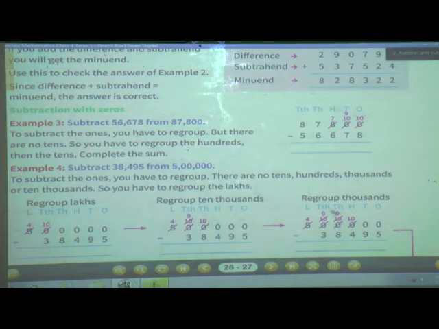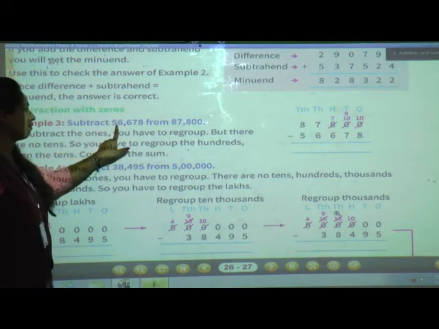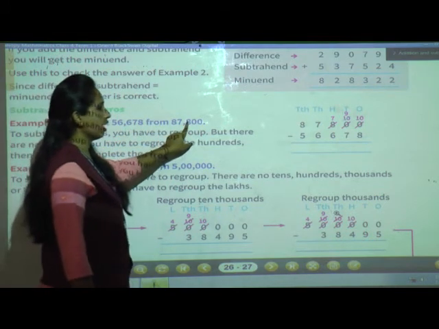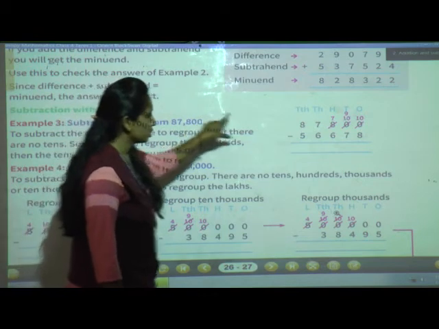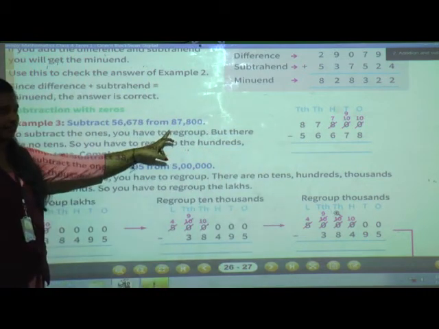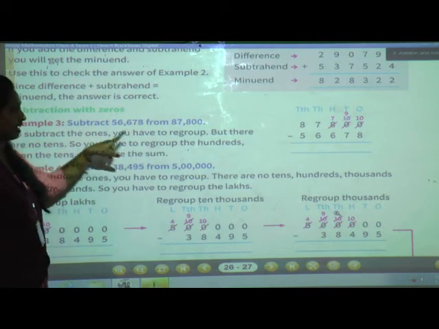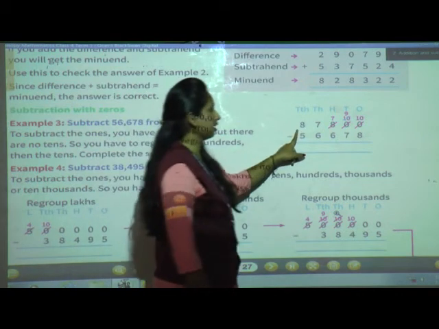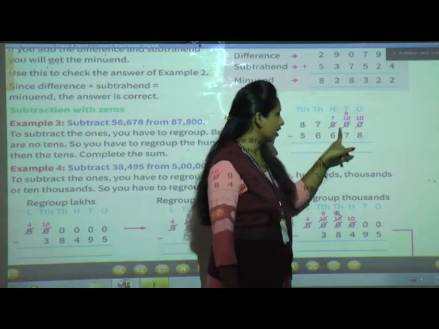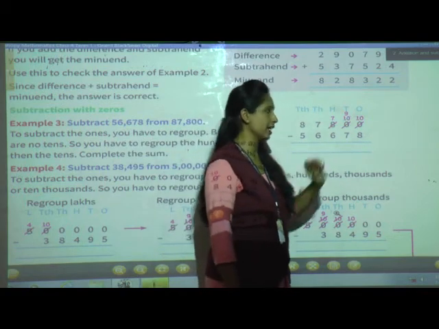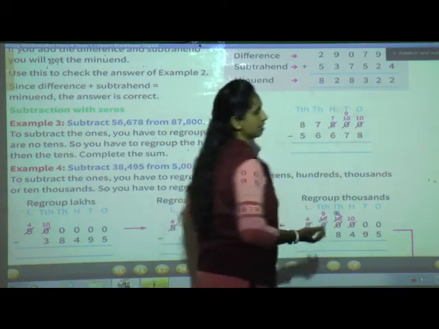So here I would like to teach you subtraction with 0. See, they have given the question: subtract 56,678 from 87,800. So first we have to write the greater number only. Always remember, while doing subtraction, write the greater number first. So the greater number is 87,800, and below it 56,678.